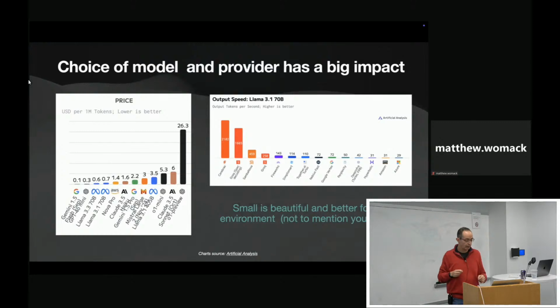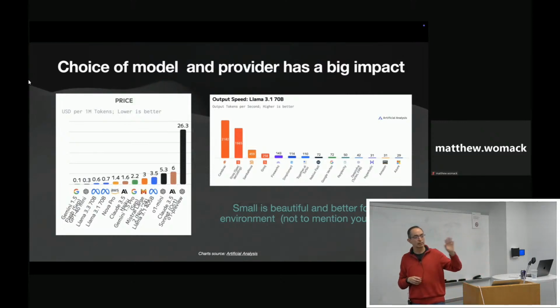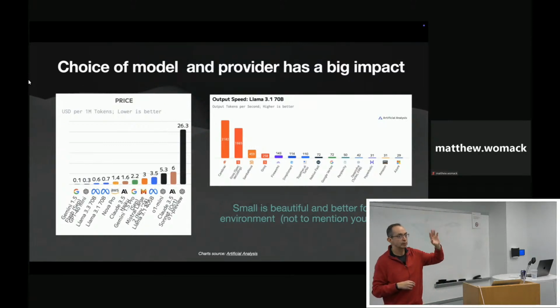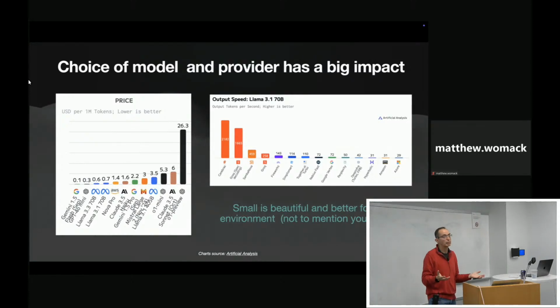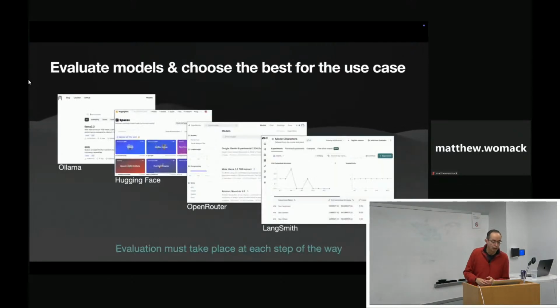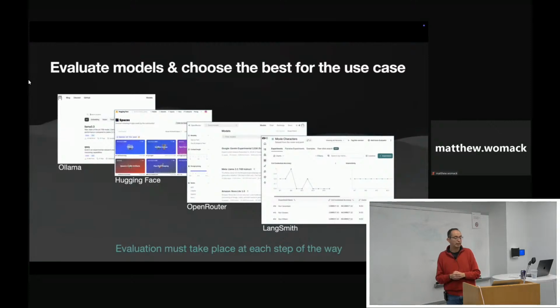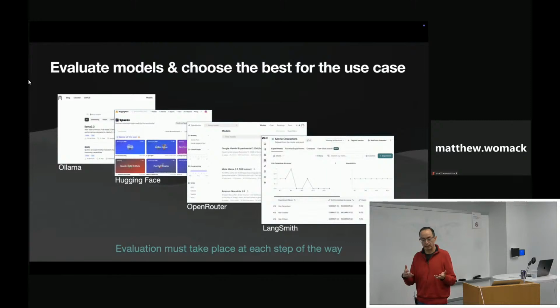Now, here for this particular Llama 3.1, Cerebras and Groq, their inference speed is significantly higher than anybody else's. But it really depends on what model you're running. And you have to really evaluate those models, like I mentioned before, at all steps of the life cycle.